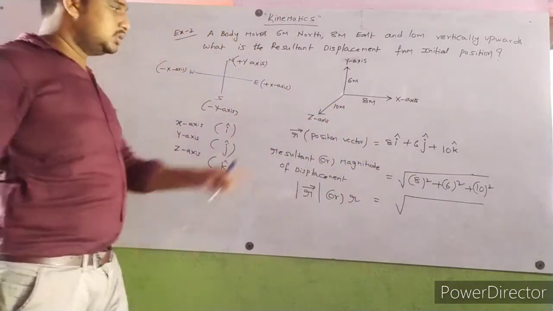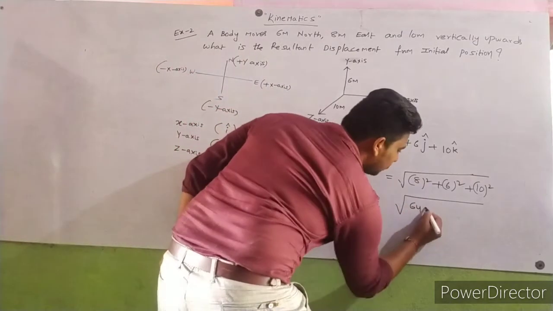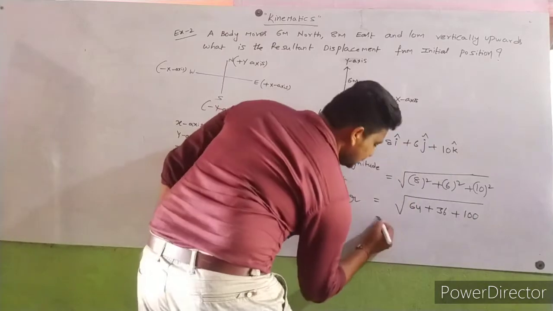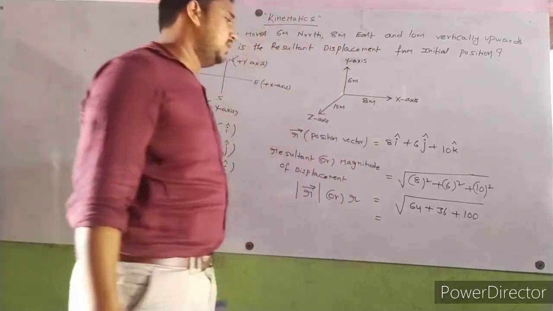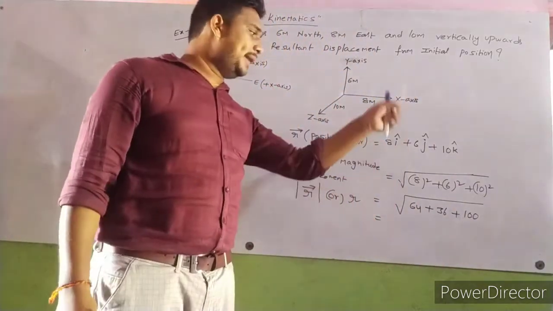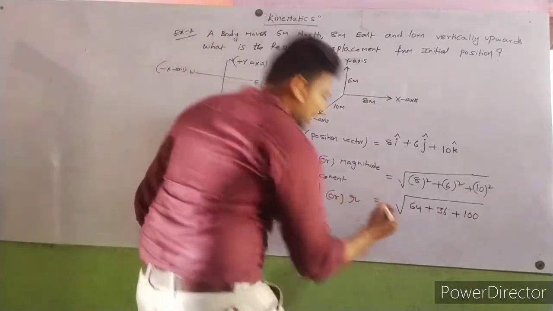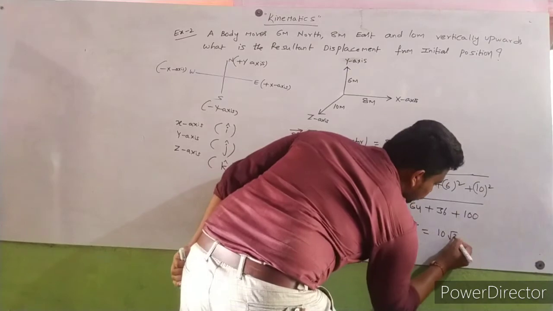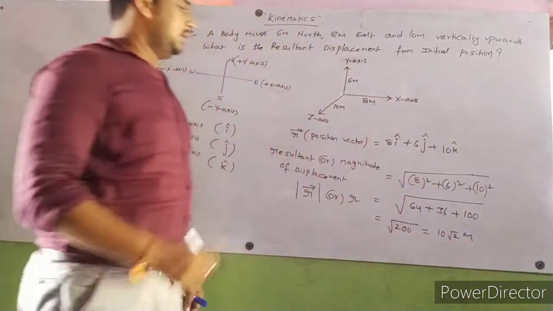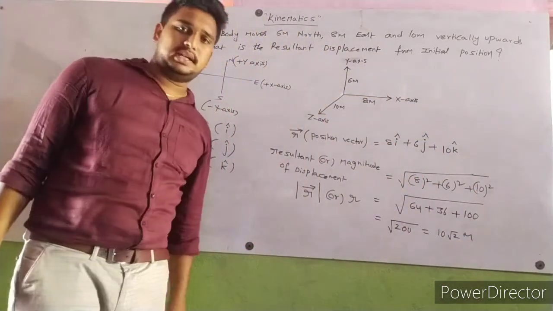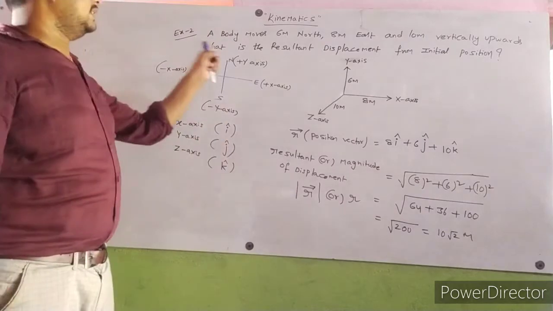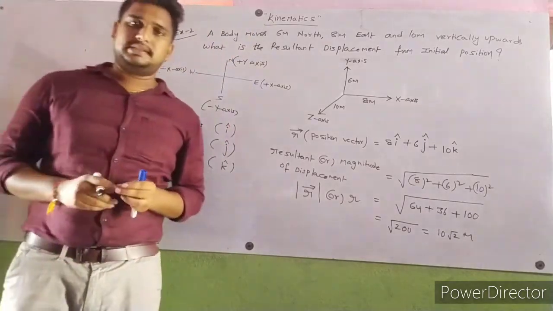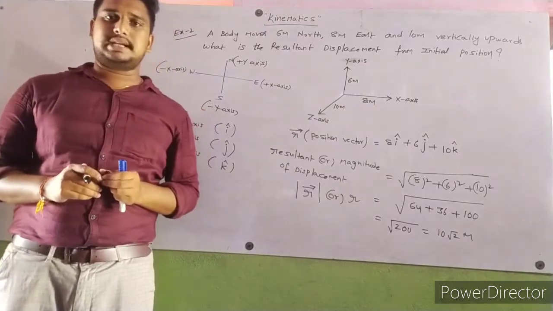So this is the resultant. 8 square means 64, 6 square means 36, 10 square means 100. So 64 plus 36 is 100, 100 plus 100 is 200. Root 200 means 10 root 2 meters. So finally, the resultant displacement from the initial position is 10 root 2 meters. This is the solution for the second question.